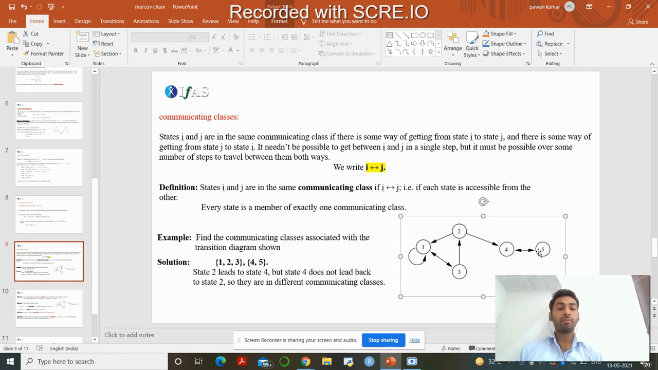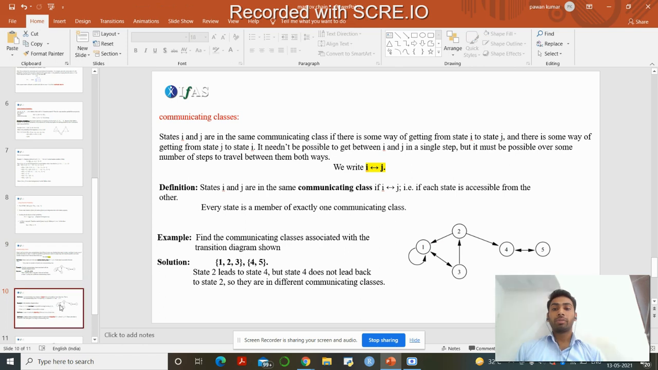If we check 4 and 5, we can go 4 to 5 and 5 to 4. Both communicate with each other. So we have two classes: 1, 2, 3 and 4, 5. I hope you understand, because state 2 leads to state 4, but state 4 does not lead back. We can't come again to 2. So this is a different communicating class.